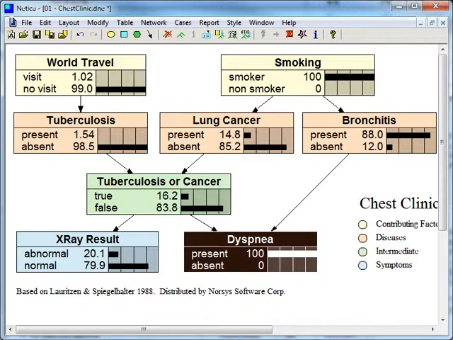the probability of lung cancer, again, quite a bit. Although the probability of bronchitis is much higher. So at this point, it looks like bronchitis.